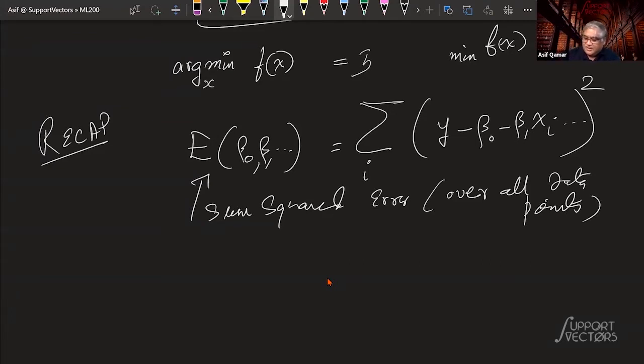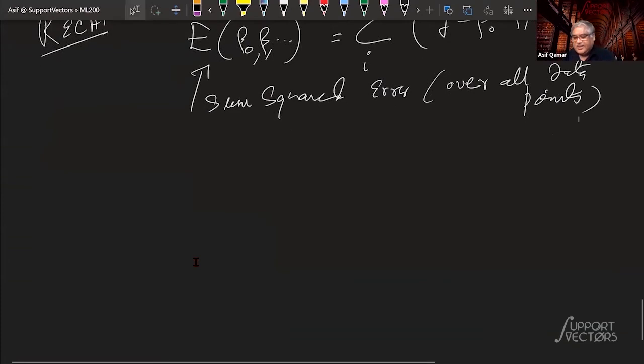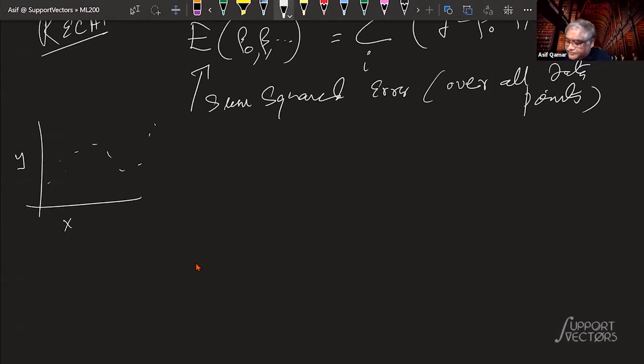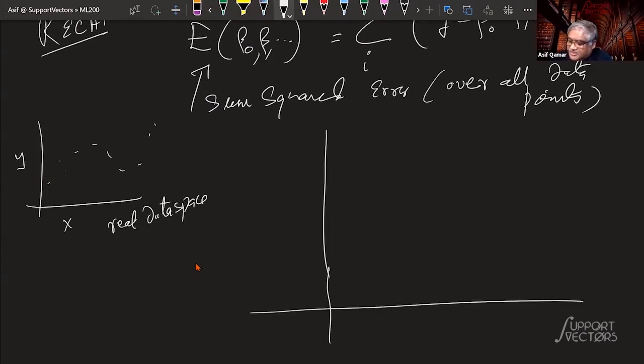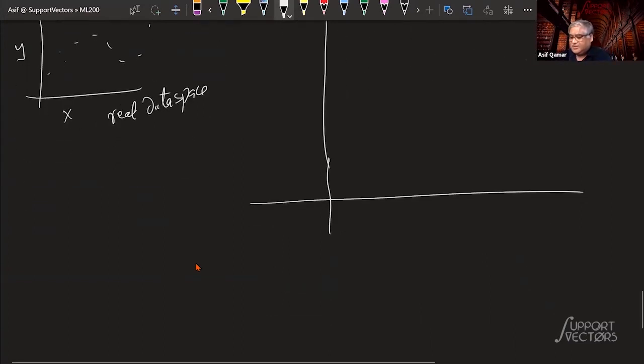Now, the data exists in real space, whatever the data looks like. It exists in the XY space, the real data space. But in the hypothesis space, where the coordinates are, by the way, a bigger drawing board is on the way, so I won't have to scroll up and down so much in a few days.